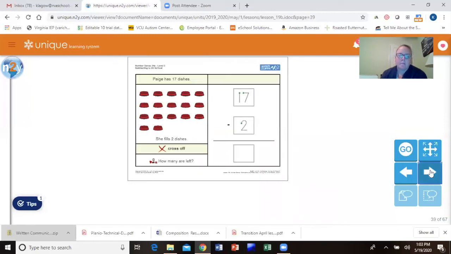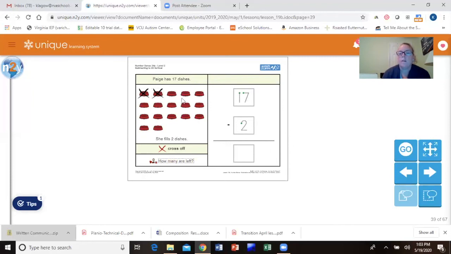All right, 17. Paige has 17 dishes. She fills 2 dishes. Okay, so she has 17 dishes and she fills 2 of them. So that means we have to cross off 2. Here we go. 1, 2. How many are left?